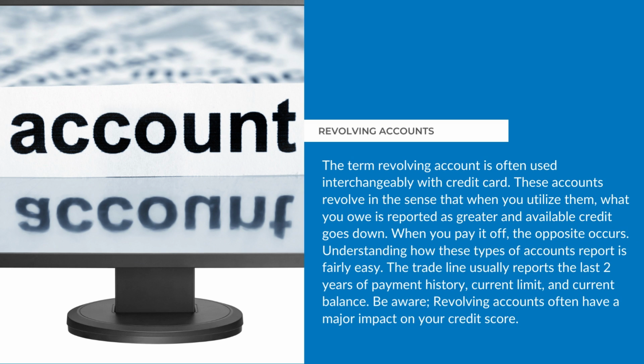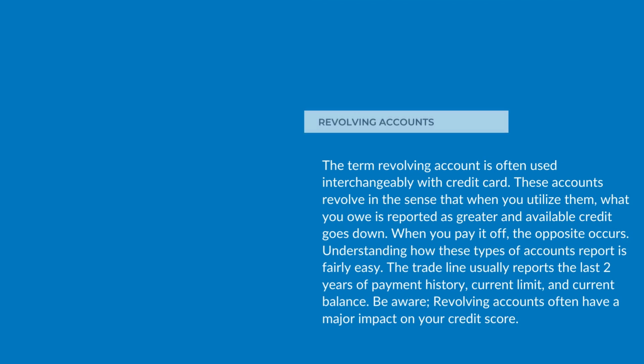The trade line usually reports the last 2 years of payment history, current limit, and current balance. Be aware, revolving accounts often have a major impact on your credit score. We will discuss that later when we talk about credit scoring.